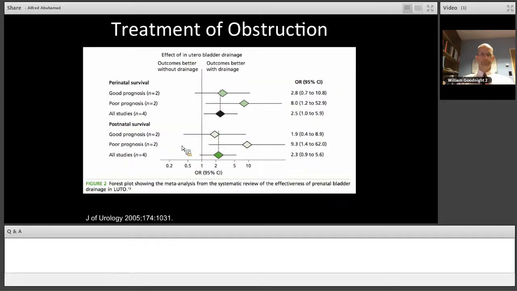If you look at the data with regards to perinatal and postnatal survival, you see that overall, whether you are in a good or a poor prognosis category, and these are the number of studies you see on this forest plot, that overall, it seems that putting a shunt in between the bladder and the amniotic fluid tend to improve survival for the fetus and for the neonate afterwards.